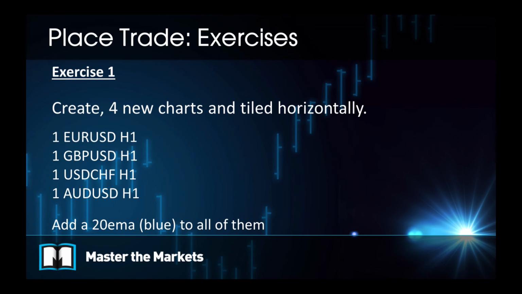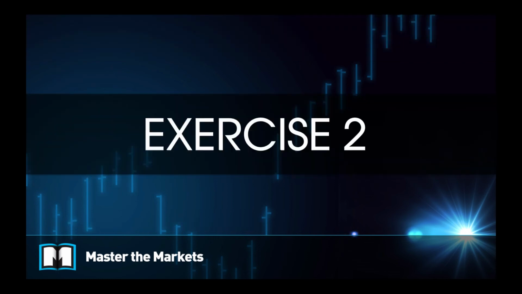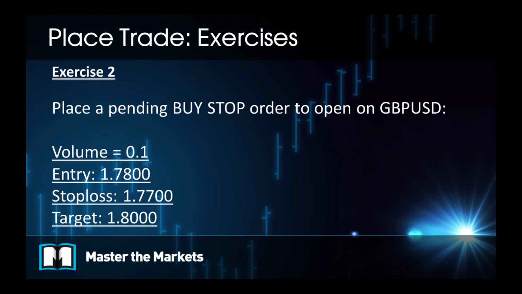You will need to create 4 new charts on MetaTrader, and actually use the platform to create these charts, and refer back to the tutorial that I gave a little bit earlier. Second exercise, place a pending buy stop order to open on GBP USD, and the figures have been given to you. Pause the video here and complete this exercise before you move on to the next one.